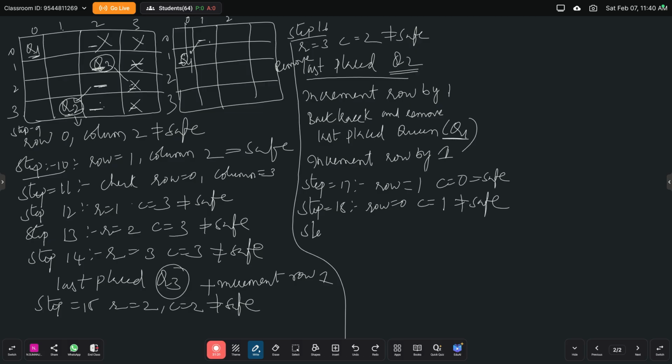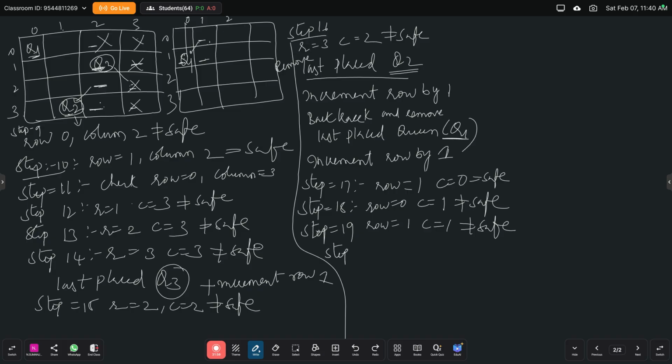Whenever this place is not safe, we have to increment the row by 1. Means row equals 1 and column also 1. This is also not safe. So whenever the place is not safe, we have to increment our row by 1.